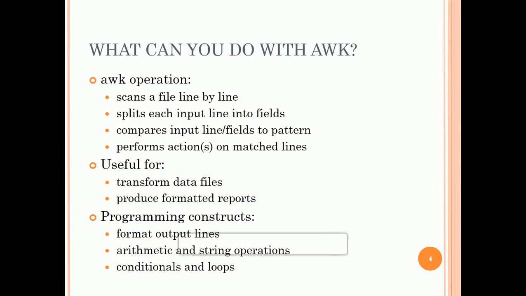Generally, awk performs different operations to scan the contents of a file line by line, where the line can be split into different fields, or whenever we want to compare the input line or the fields with a specific pattern. Just as we have the grep command, which is used to search a pattern within a given file, in the same fashion awk can also be used. It performs actions on the matched lines. Whenever we have given a particular pattern, what action we want to perform on that particular line can be done by using awk.